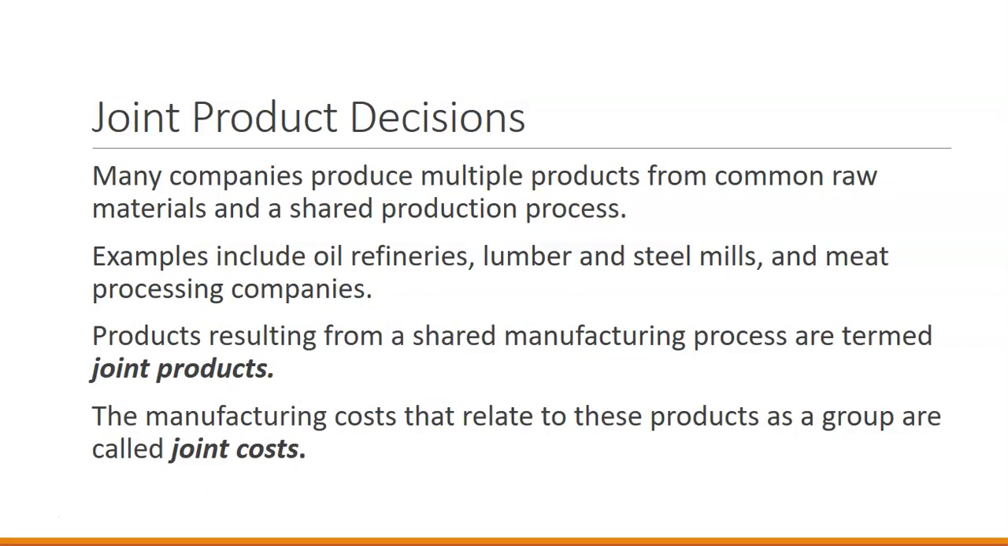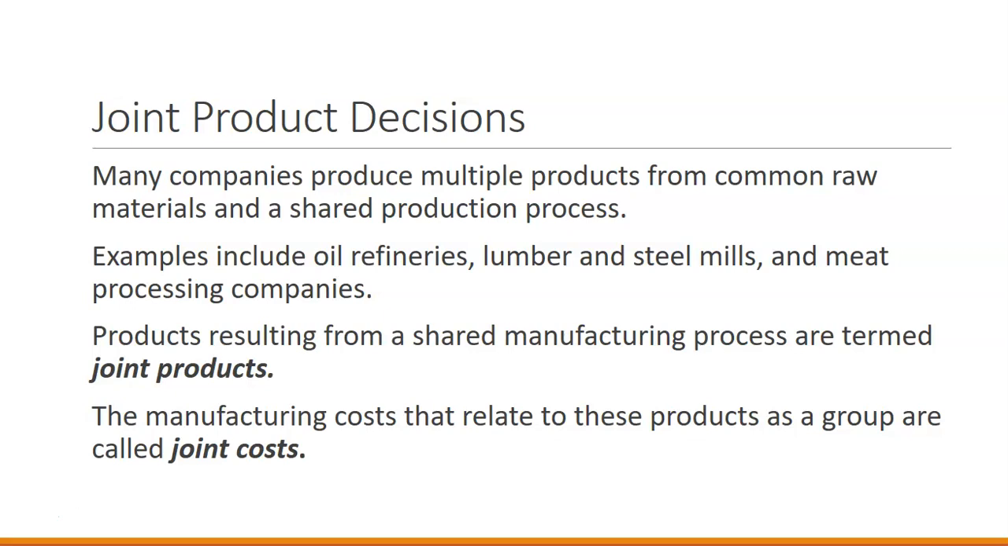And the last short-term decision that we talk about in this chapter is joint product decisions. Under joint product decisions, we have companies that produce multiple products from a common raw material, and they share a production process. Some examples are oil refineries, lumber and steel mills, meat processing companies.